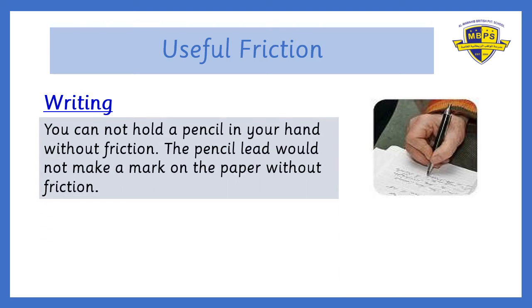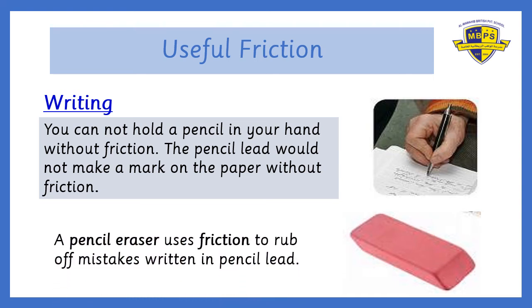Then when you're writing it down, the pencil lead would not leave a mark on the paper without friction. And when you make mistakes, what do you do? You use an eraser. This eraser helps to wipe out the mistakes by applying friction. It rubs off the mistake. There's friction between the eraser and the paper which wipes out your mistake. This is how useful it is.